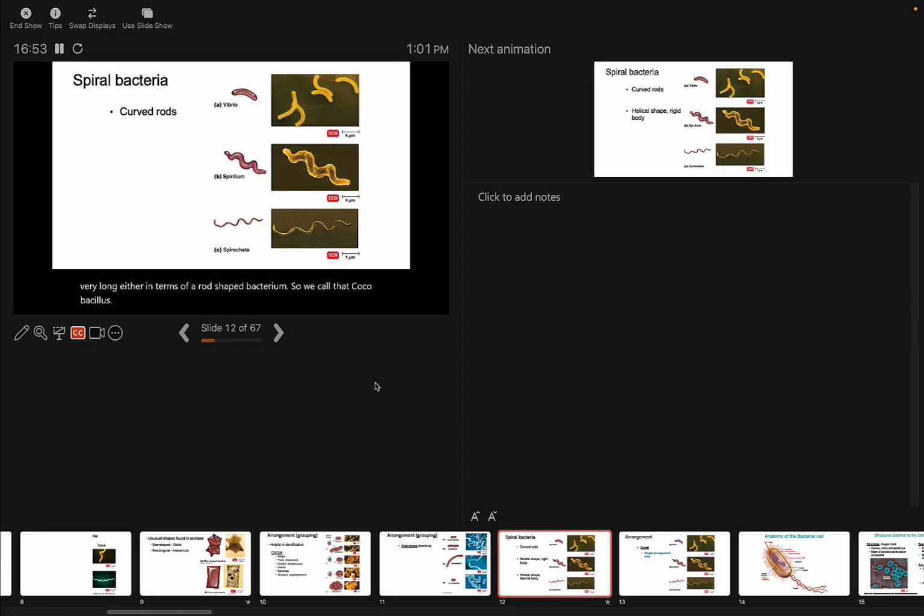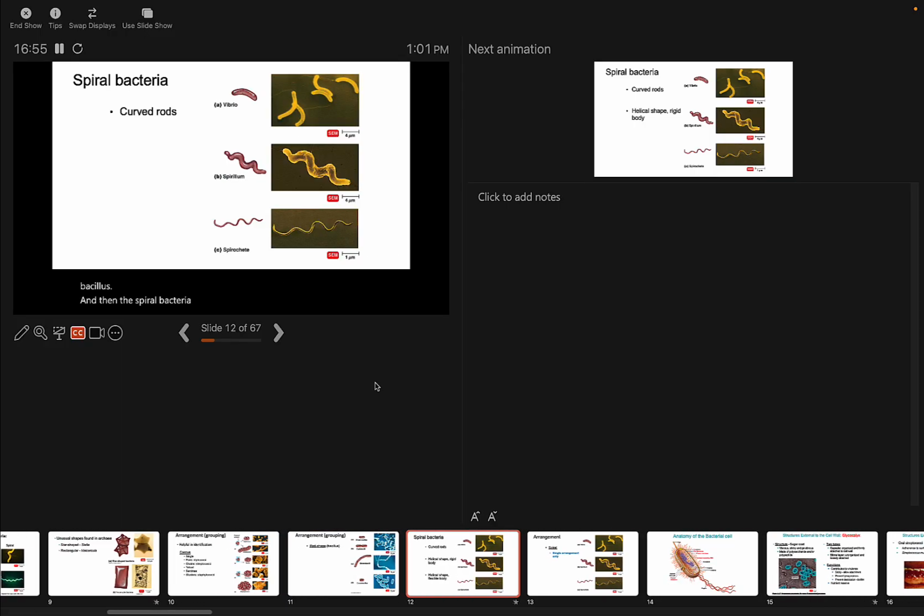And then the spiral bacteria are real easy. They don't have any arrangement. They always hang out by themselves. So I told you the spiral bacteria, it could be as simple as this curve, right? This comma shape, that's Vibrio. You can have kind of more curves, and that could be Spirillum.